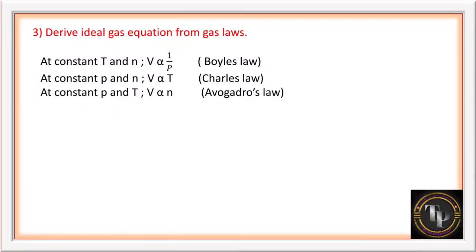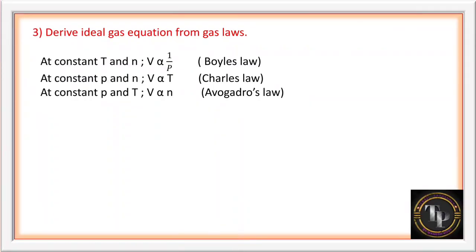So 1 by P means what? Inversely proportional. If you call it directly proportional, then read it as 1 by P. If you call it inversely proportional, then read it as P. At constant T and n, where n is the number of moles, V is inversely proportional to P. This is Boyle's law.